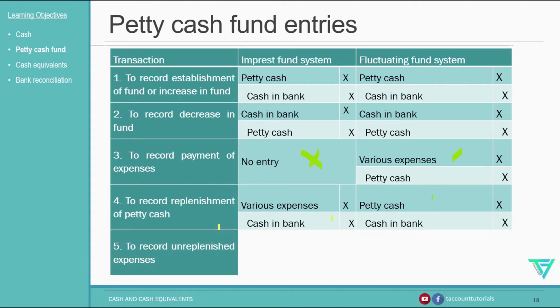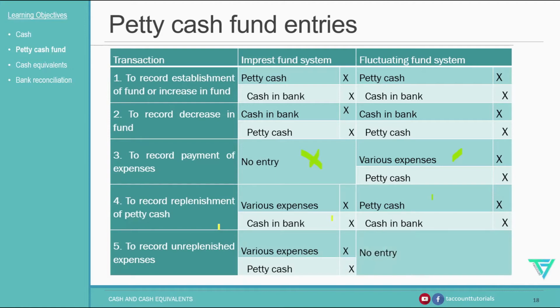Last is to record unreplenished expenses. For imprest fund system, debit expenses and credit petty cash. For fluctuating fund system, there is no entry because the expenses are already recorded. The expenses are recorded as incurred. So there's again a difference between the two systems with regard to recording of unreplenished expenses.